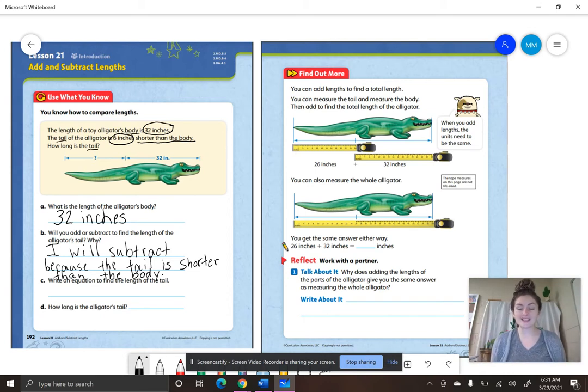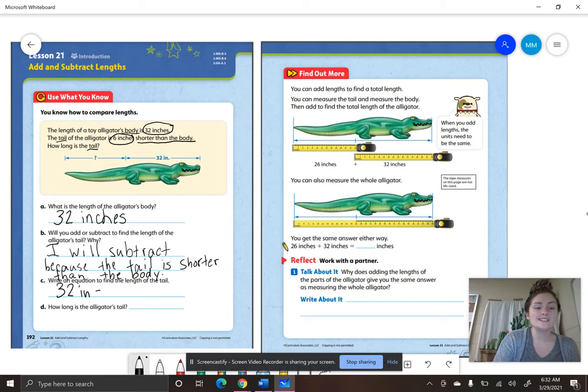All right, so letter C says write an equation to find the length of the tail. So we know we are making a subtraction equation, right? We know that we are going to be taking away to find the length of the tail. What is our whole in this equation? Which of these numbers is going to be the whole? 32, because we know that 32 is the length of the body, 32 inches. And what is the part that we are taking away? Look back at our word problem. What are we taking away?